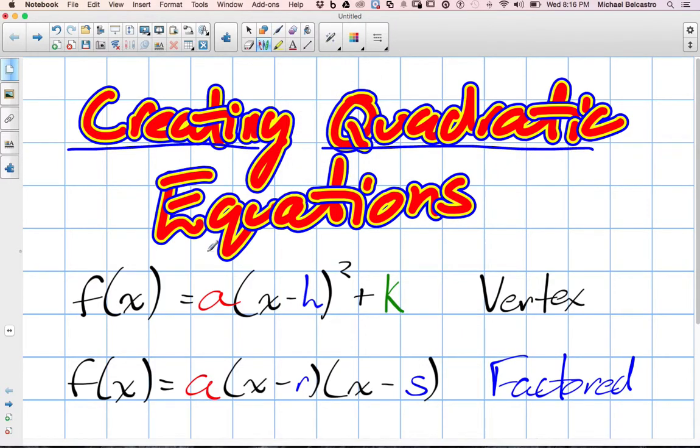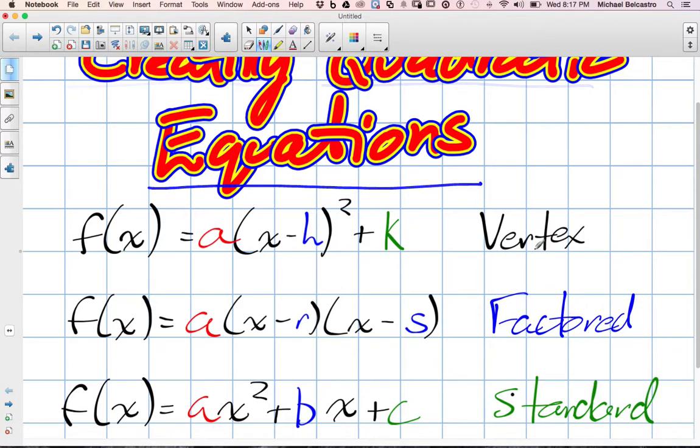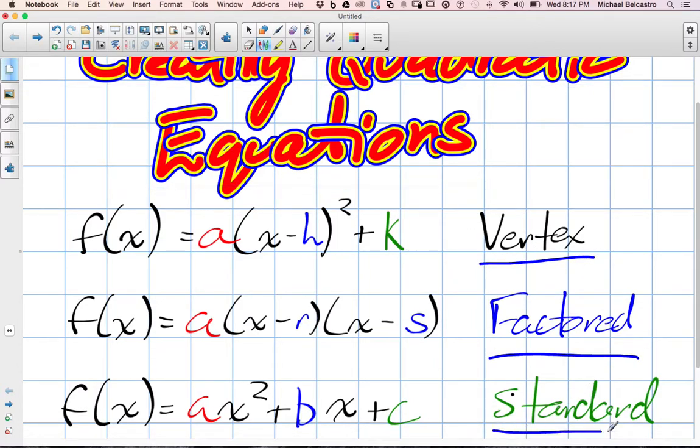Okay, so creating quadratic equations from information. In order to do this, we need to know our three major forms of quadratics. We have the vertex, the factored, and the standard form. And when you're given information, it's usually the vertex or the factored form that are the easiest to make right off the bat.